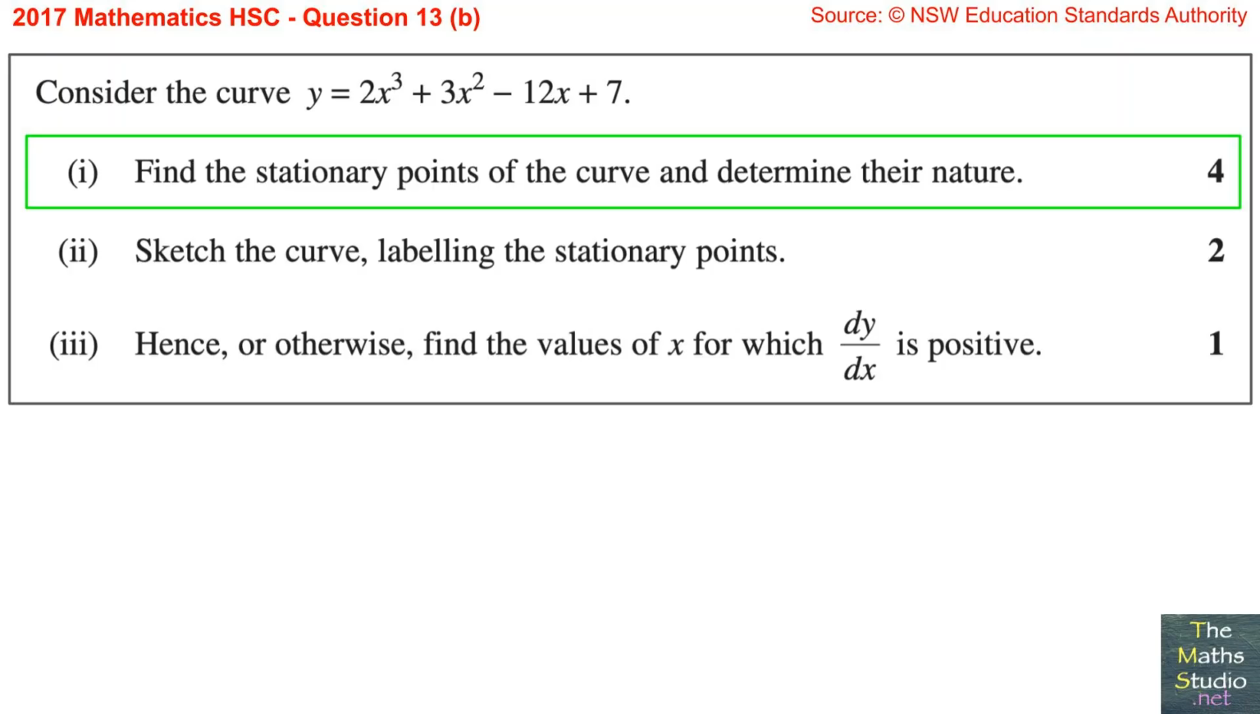Question 13, Part B. Consider the curve y equals 2x cubed plus 3x squared minus 12x plus 7. Part 1. Find the stationary points of the curve and determine their nature.